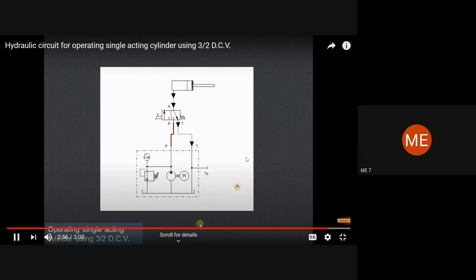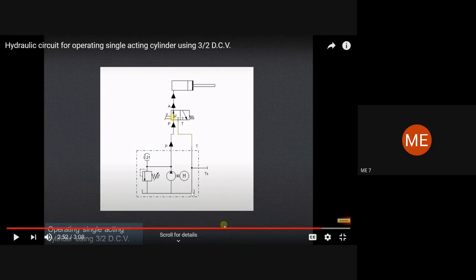And when we are in the right envelope mode, now if it switches back, this will come back to the left. So where is it going? It is coming and going back to the reservoir. So that is what he mentioned. So this is about the single acting cylinder, the working of a single acting cylinder.